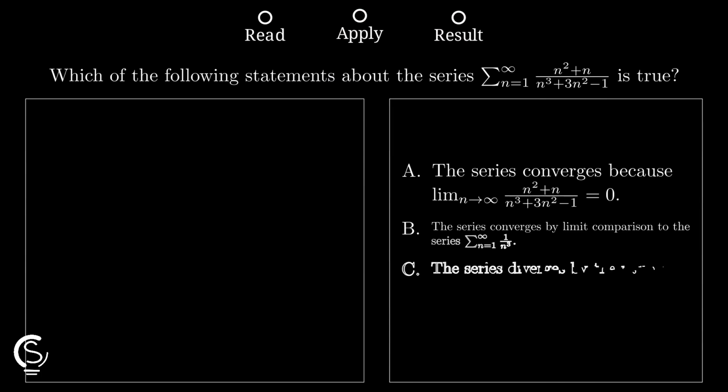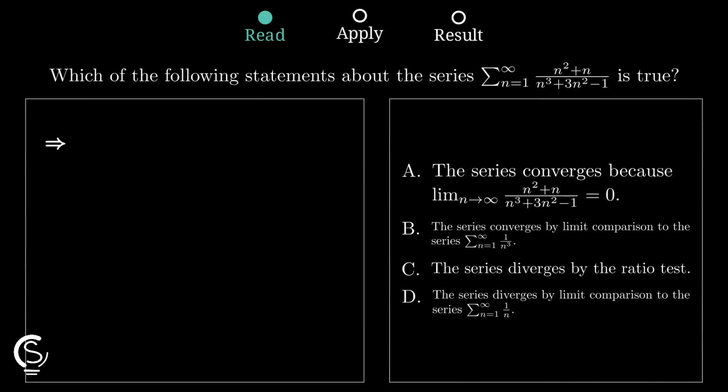First, look at the highest powers in the numerator and denominator. We have n squared over n cubed, which simplifies down to 1 over n. This is our comparison series.